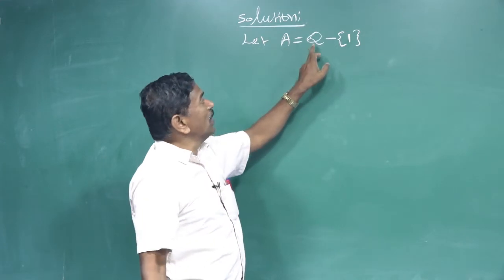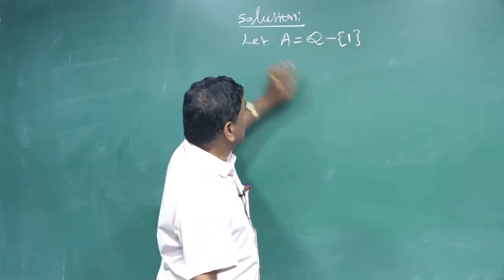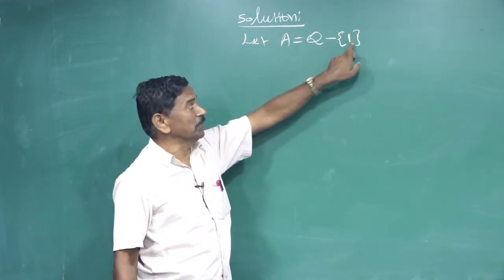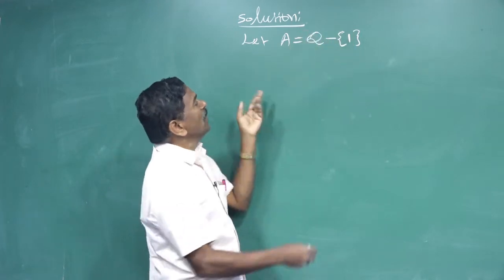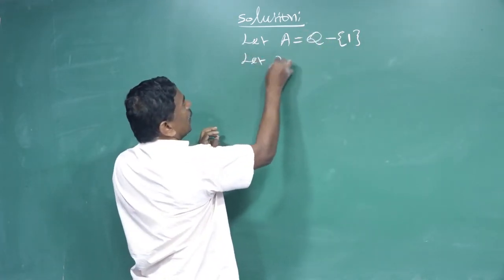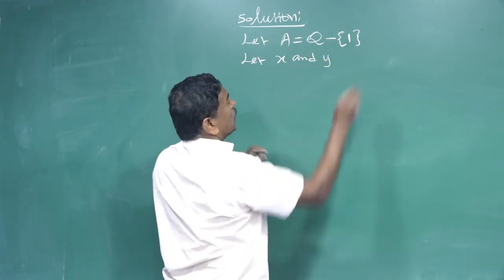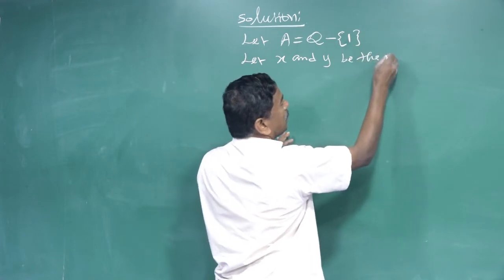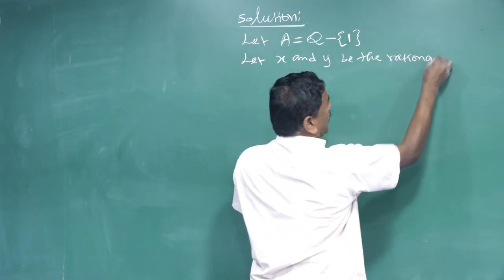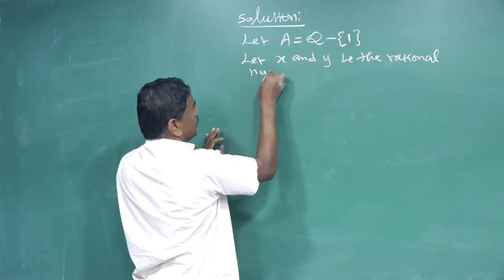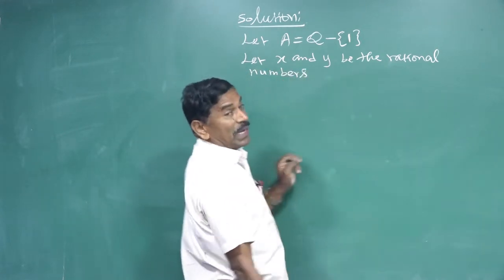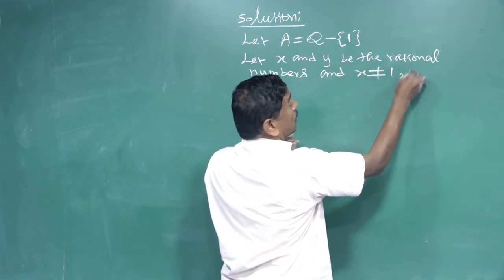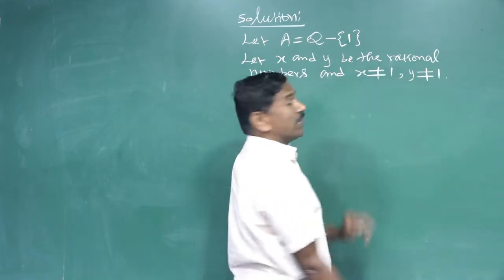Again, let A be equal to Q minus 1, which is given. It means A is the set of all rational numbers except 1. Except 1, that is important. Now the next step. Let x and y be rational numbers, and x is not equal to 1, y is not equal to 1. This step is very important.